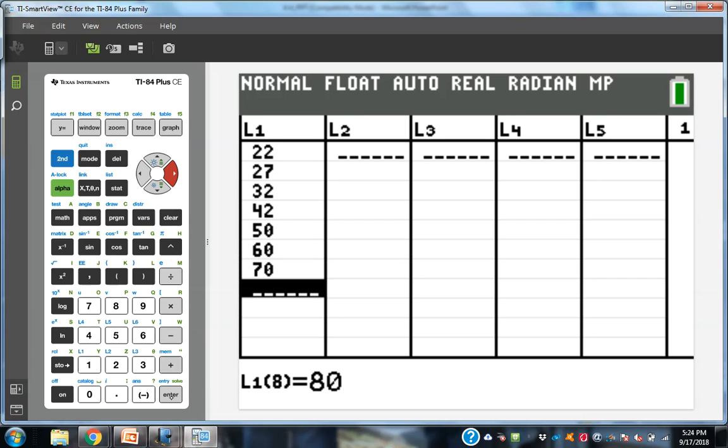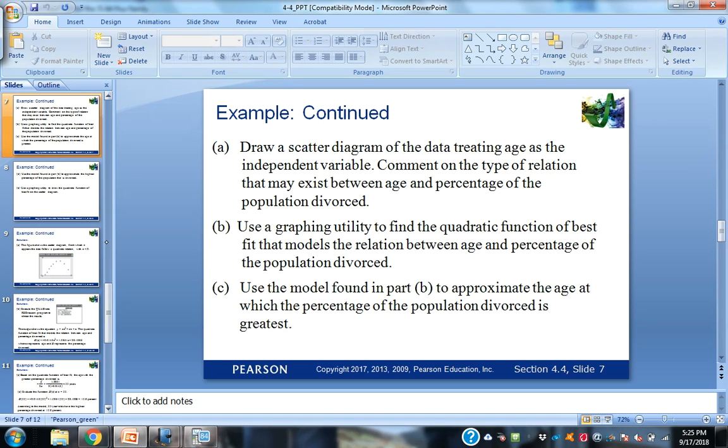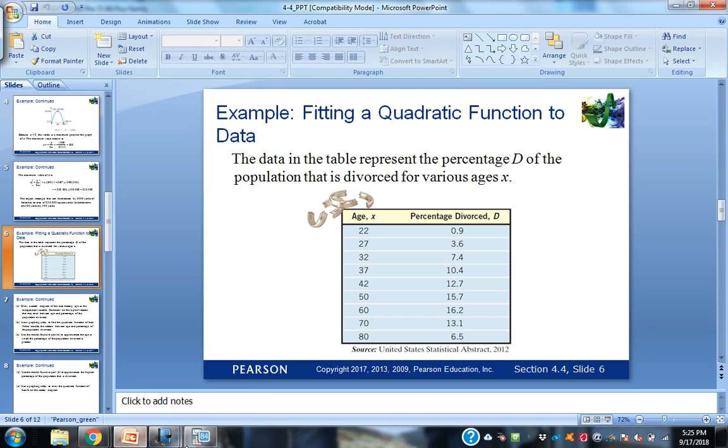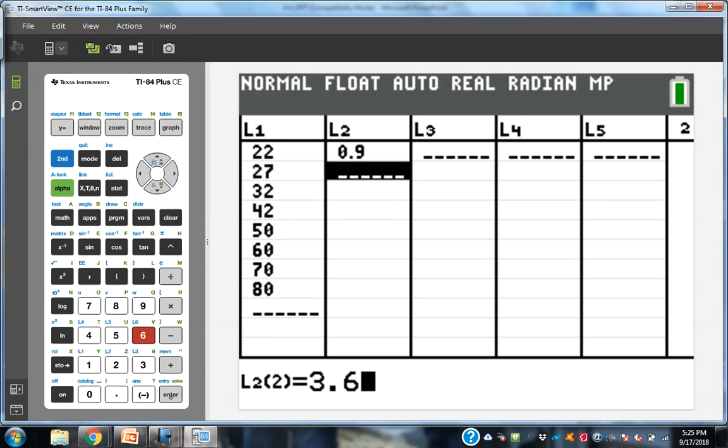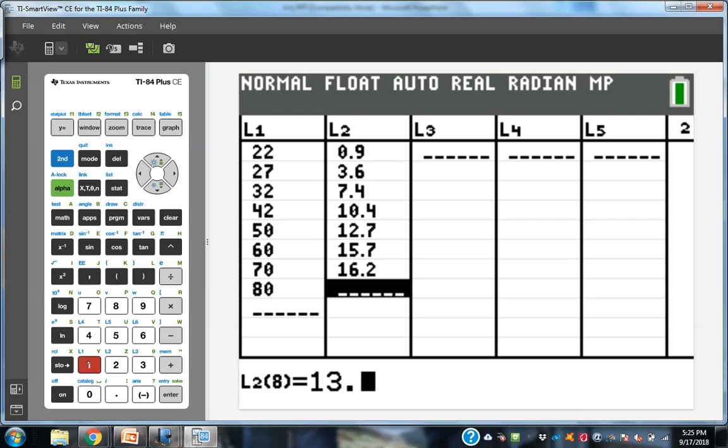And go over to L2, and it's 0.9, 3.6, 7.4, 10.4, 12.7, 15.7, 16.2, 13.1, 6.5.